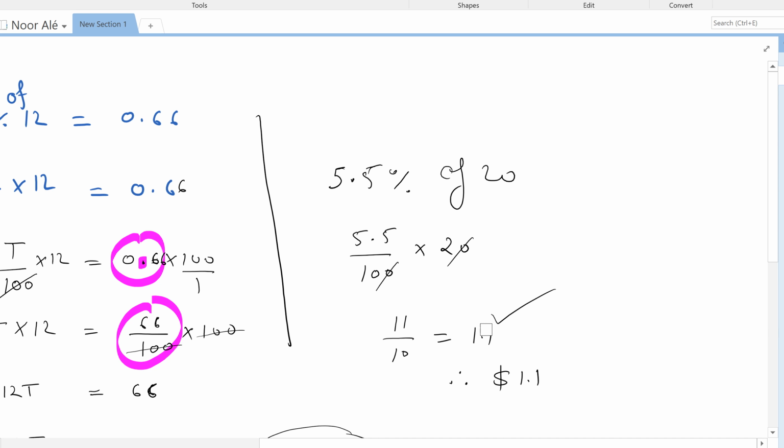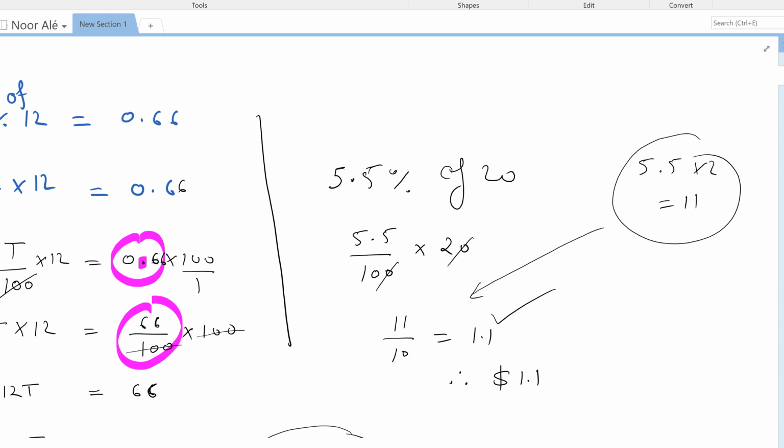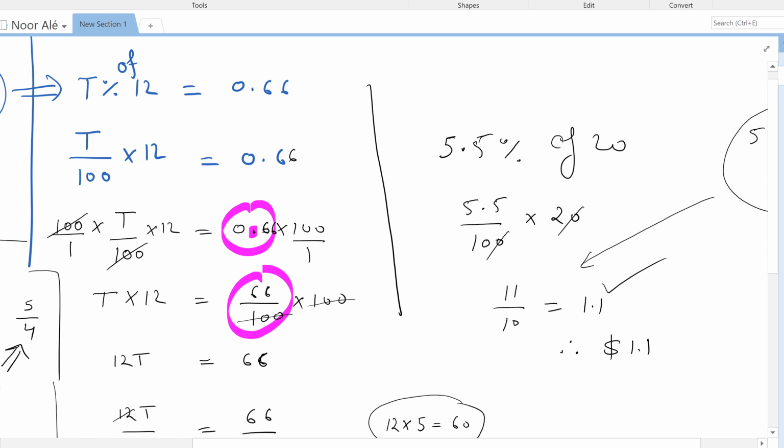So 11 over 10 is the same as 1.1. Oh, 11. Okay. You're right, because 5.5 times 2 is 10. So yes, it is 11 over 10. That's like $5.50. Double of that is $11, right? So now that I have that 11 over 10, if it's 10 in the denominator, I just move one decimal spot to the left, right? That's my number.